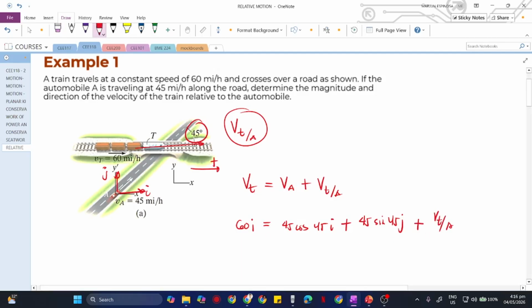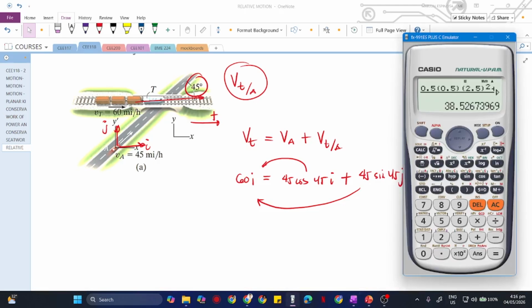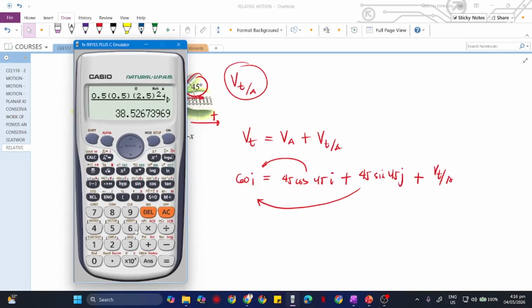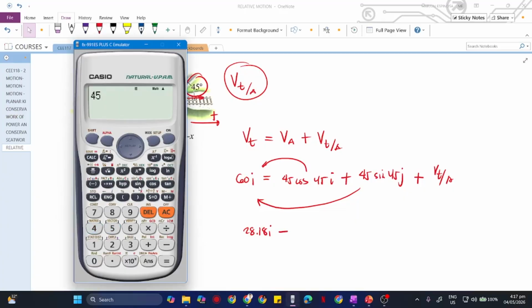Okay? So, what we do is transpose this to the other side, and this one too. What happens here, class? We have here 60 minus, it becomes minus, no? Negative 45 cosine 45, and that would give us positive 28.18. So, 28.18i minus, this one, right? Minus 45 sine 45, that would give us negative 31.82.